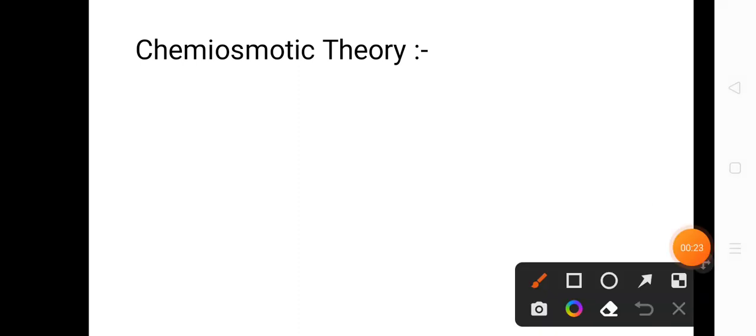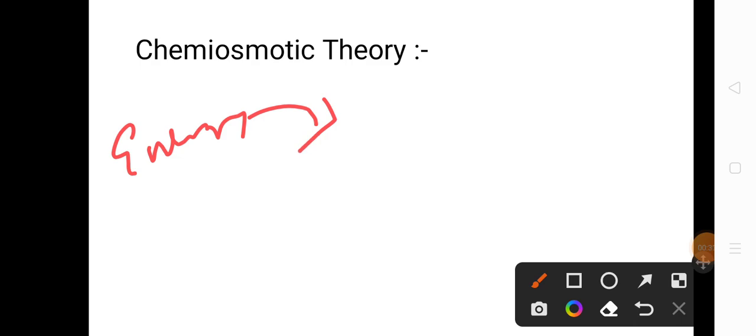So today we are going to talk about an important part of our electron transport chain, that is the chemiosmotic theory. The chemiosmotic theory was proposed by Peter Mitchell to explain how the energy released during respiration is used for the synthesis of ATP.